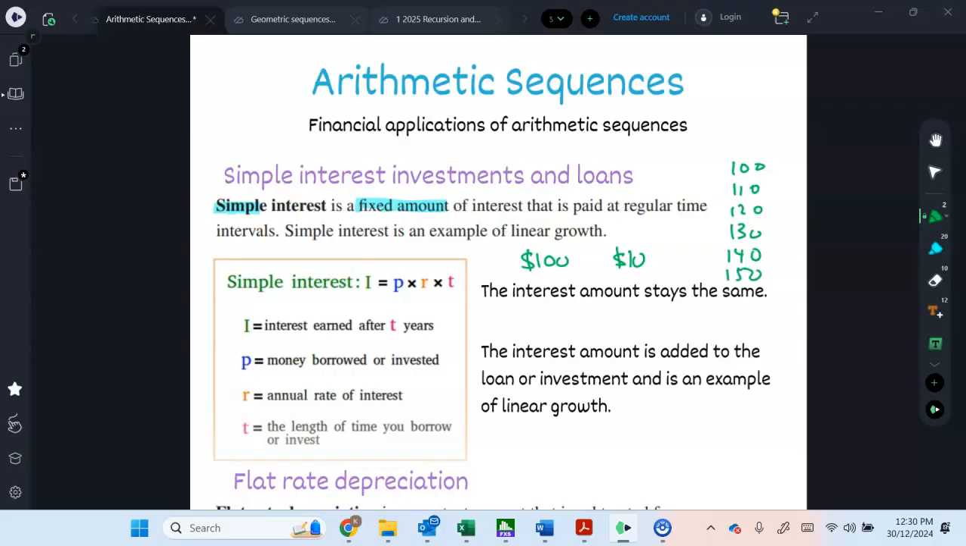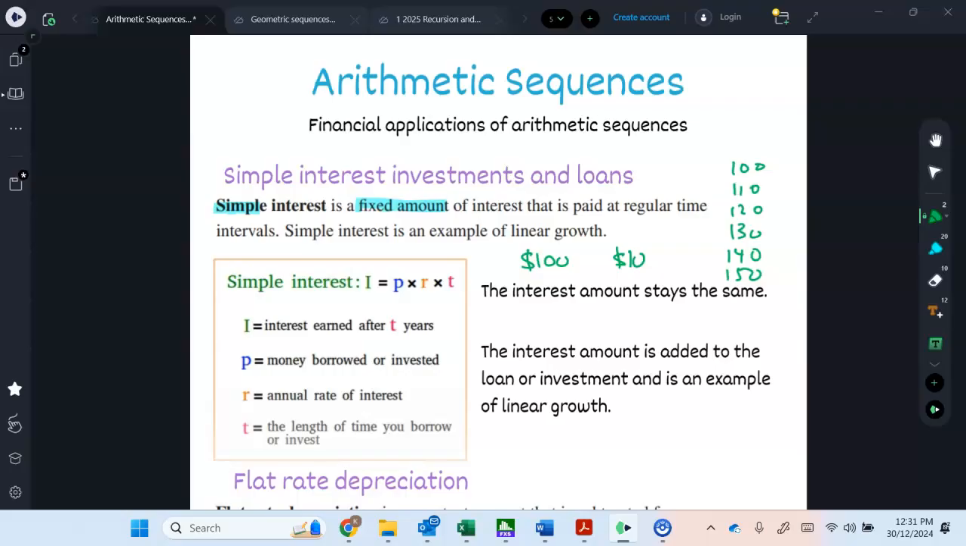So with simple interest, it's the same amount. You're not getting interest on top of interest. Now, most investments and loans are examples of compound interest, but you still need to understand simple interest as well. All right, so it goes up by the same amount.